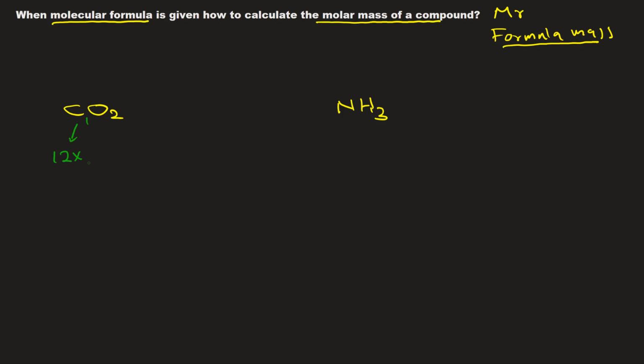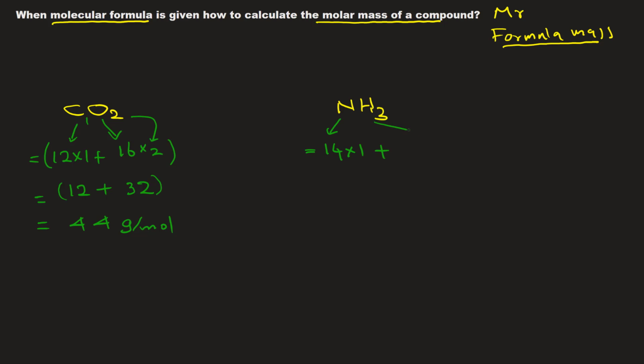Carbon is 12 atomic mass if there's one carbon, and oxygen is 16 atomic mass and there are two oxygens. So 12 times 1, 16 times 2, 12 plus 32. So you get 44. This is grams per mole. So that's how you calculate that one. So let's go to ammonia.